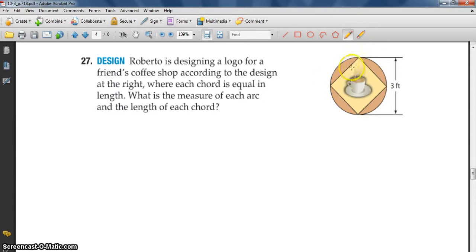Alright. If each of these chords is the same length, then each of these arcs will have the same measure. So if there are 4 of them, and they're congruent, and a full revolution is 360, then 360 divided by 4 gives us 90 degrees for each one. So we have 90, 90, and so on. So the first part, what is the measure of each arc? Each arc is 90.